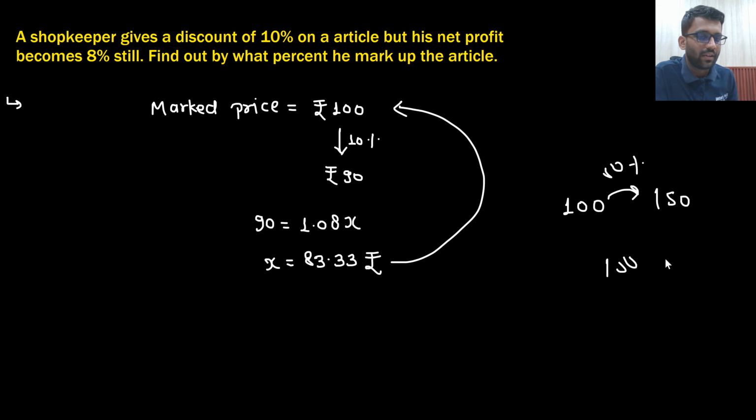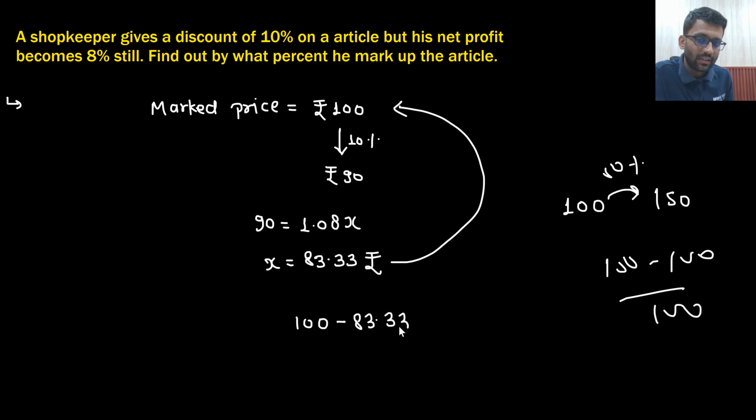So how will I calculate? 150 minus 100 divided by 100. So marked price here was 150. So 150 minus the actual price 83.33 divided by 83.33. So you will not have to think, sir, what will come in the numerator and denominator. You will just take an example, 100 to 150, that means 50% marked up. So how will I get that? 150 minus 100 divided by 100. So what is the marked price? 100 minus 83.33 divided by 83.33 into 100.